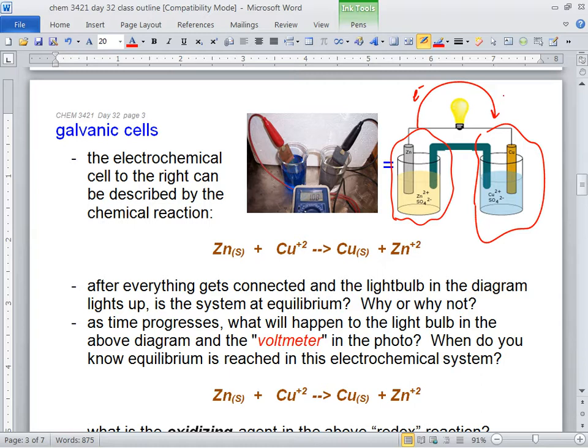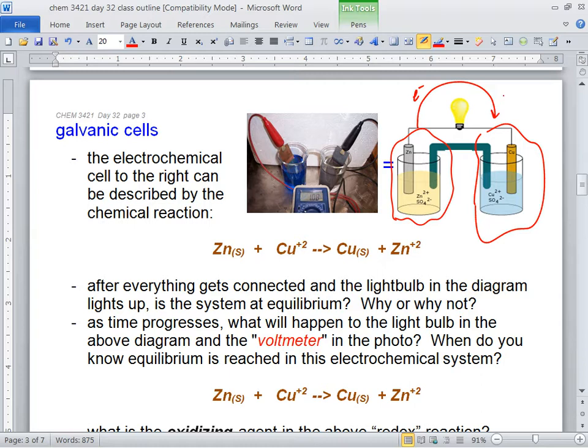So that's why you have to separate the two half reactions, right? The half reaction that's producing electrons, the half reaction that's accepting the electrons. The reducing and the oxidizing agents.